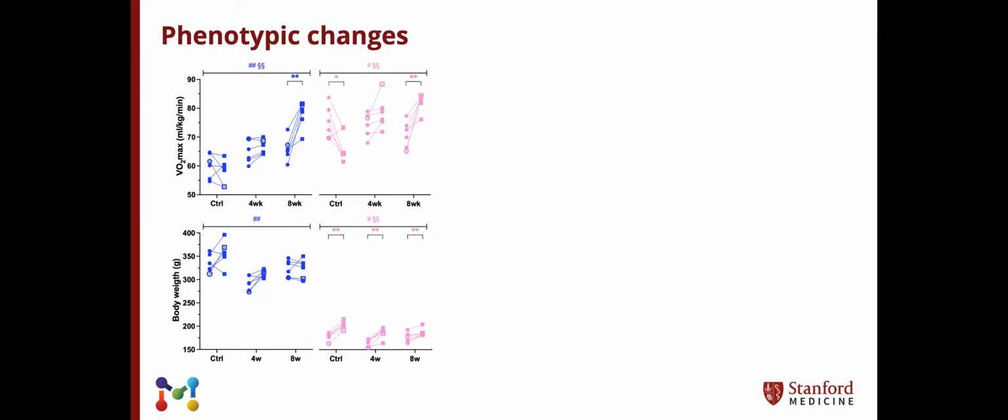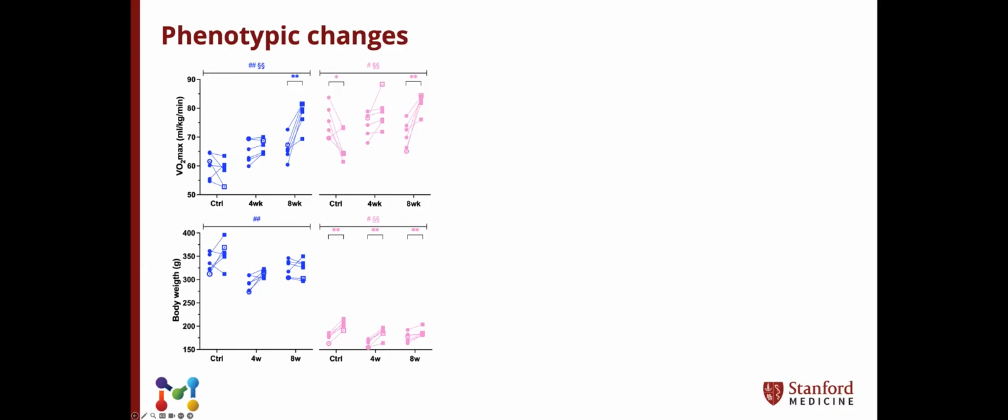So to some of the results, if we start by just looking at some of the phenotypic changes in these rats, the VO2 max test, here I just show for the control group, 4-week and the 8 weeks training groups with males in blue and females in pink. We can see that both males and females increased quite substantially in VO2 max with the 8 weeks of training. So significant in the 8-week groups. As expected, there was also a small decrease in the female untrained group over the course of these 8 weeks.